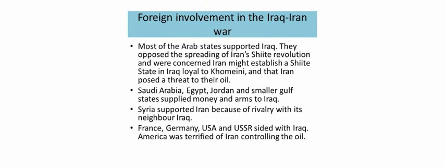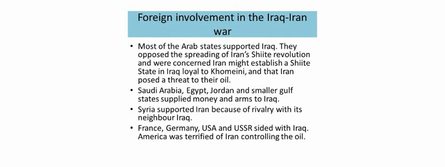You also have, as a feature of this war, massive foreign involvement. Most of the Arab states supported Iraq. They opposed the spreading of Iran's Shiite revolution because it risked destabilizing the regimes in their own countries, which, although Muslim in many cases, were also dictatorships or monarchies in their own right, who would be undermined by the rule of Muslim clerics, as was the case in Iran.